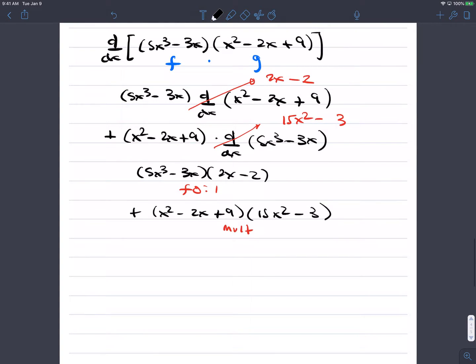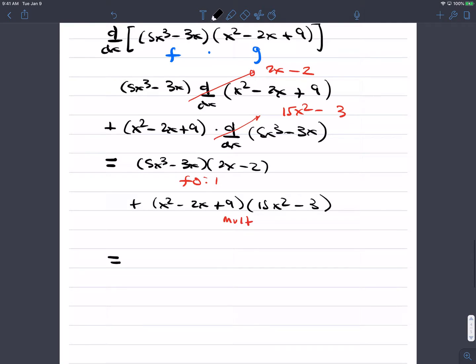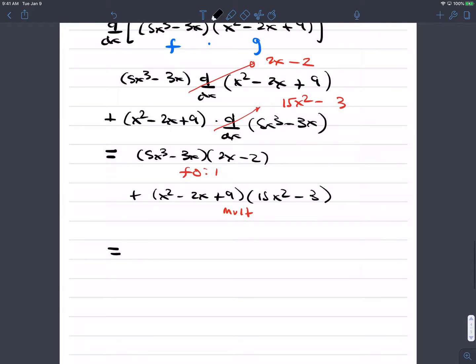And so this is going to be, let's say that's equal here, and this information now is equal. Let's do FOIL. So we'll have 5 times 2, 10x to the 4th power, the first term. Outer term, negative 10x cubed. Your inner term is negative 6x squared. And your last term is plus 2.